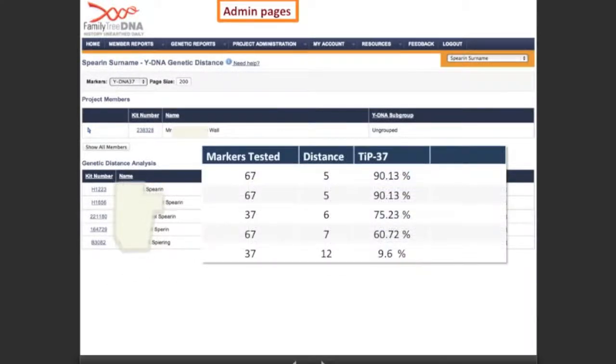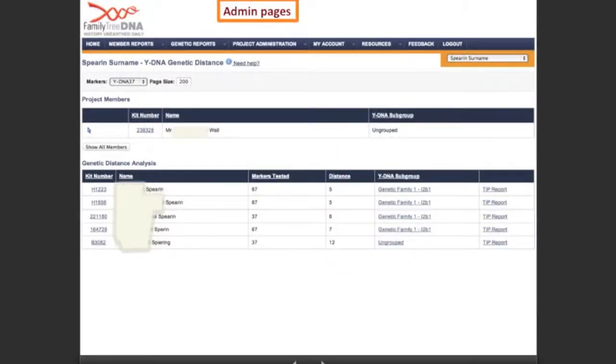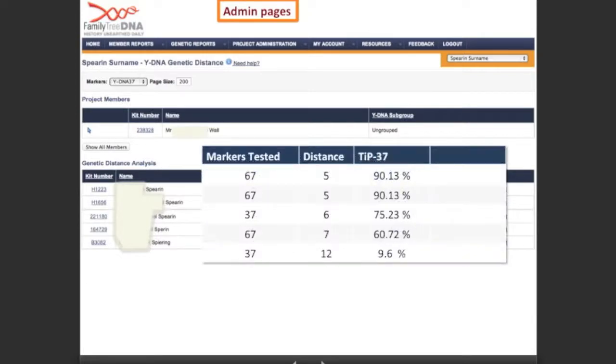What I'm going to do is look at the tip report for each of these in turn. We've got genetic distances of 5, 5, 6, 7, and 12. The tip report at 24 generations comes back at 90%, 90%, 75%, 60.7%, and 9.6%.